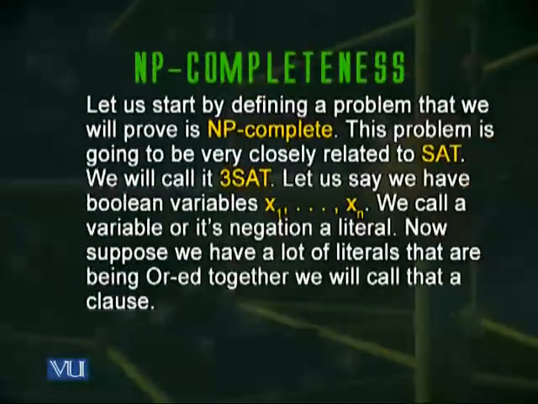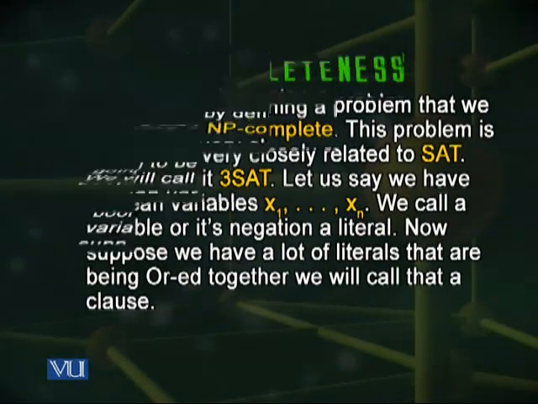So let us say we have Boolean variables x1 up to xn. We will call a variable or its negation a literal. So a literal is a Boolean variable or its negation. So for example, x3 is a literal. x3 bar is also a literal. x5 bar is a literal. x7 is a literal. So a variable or its negation is called a literal.